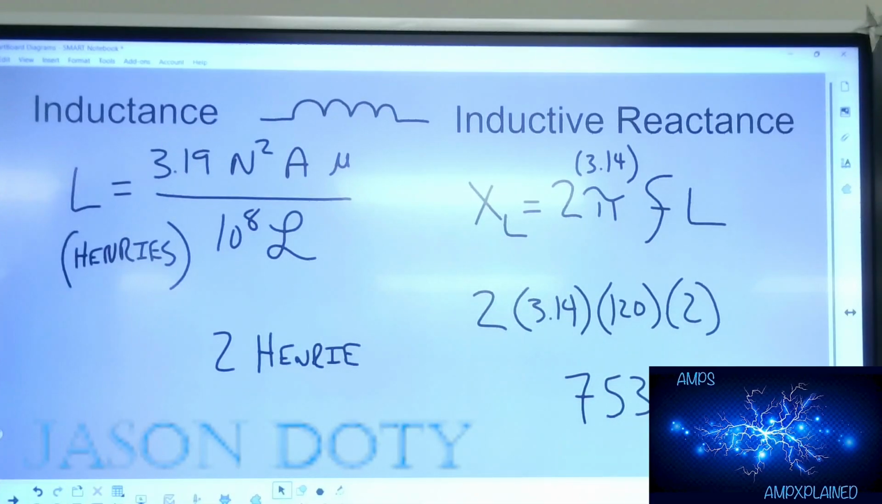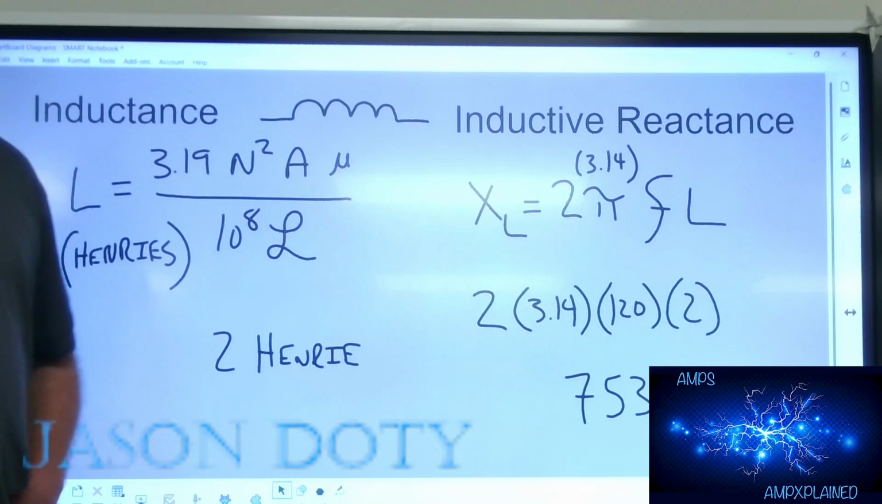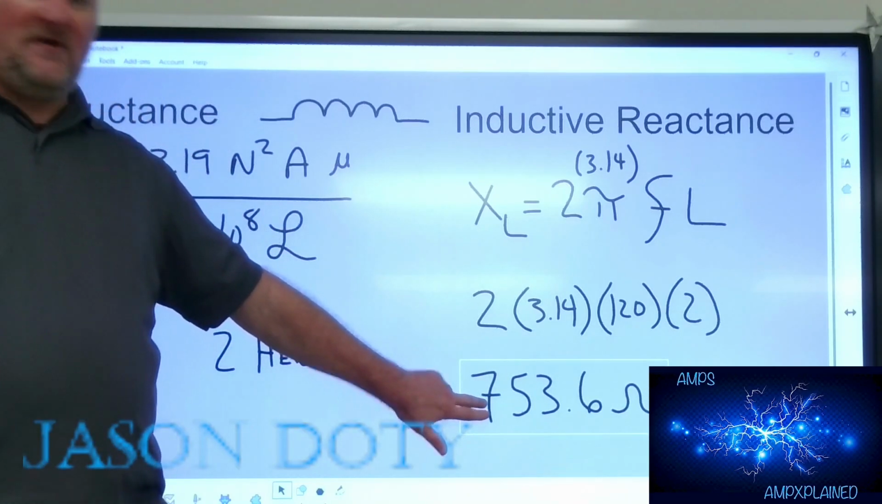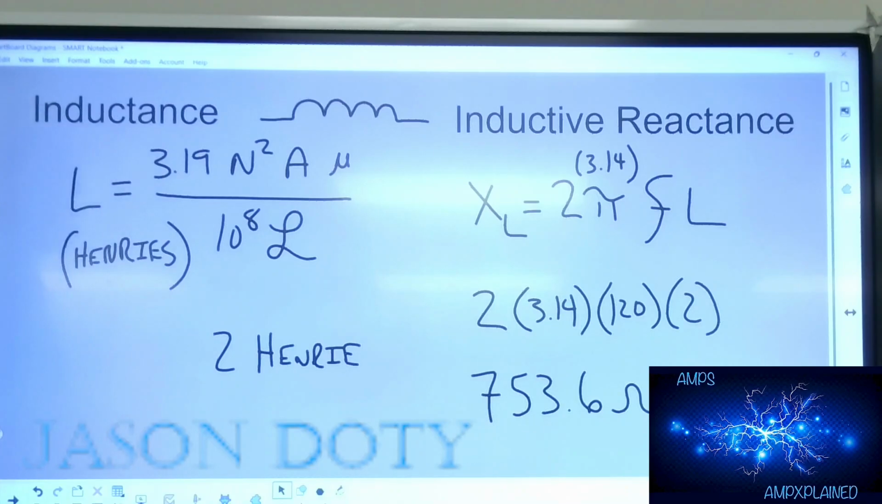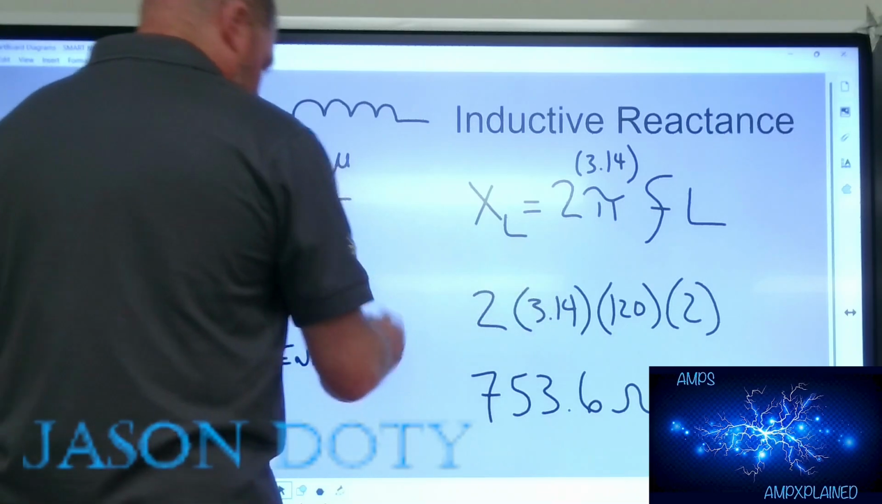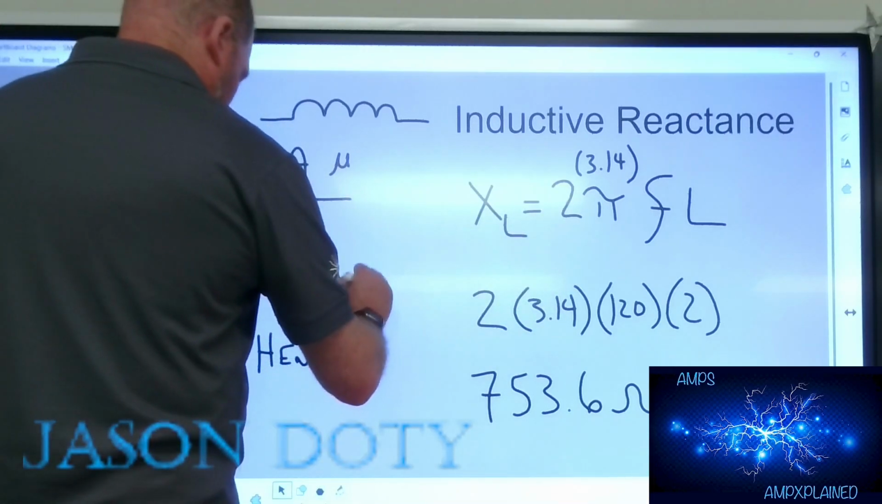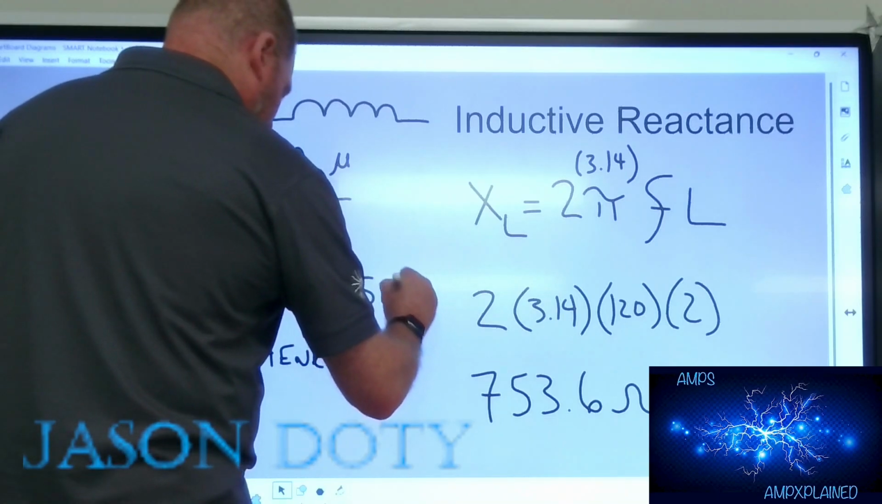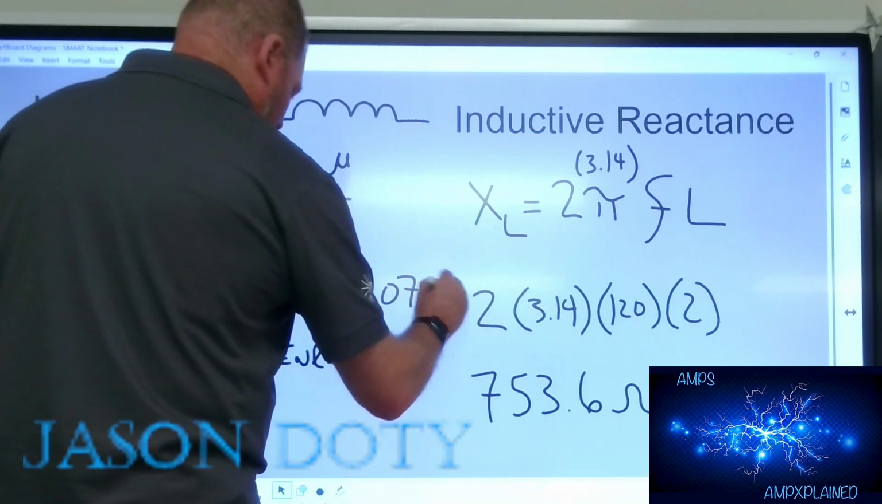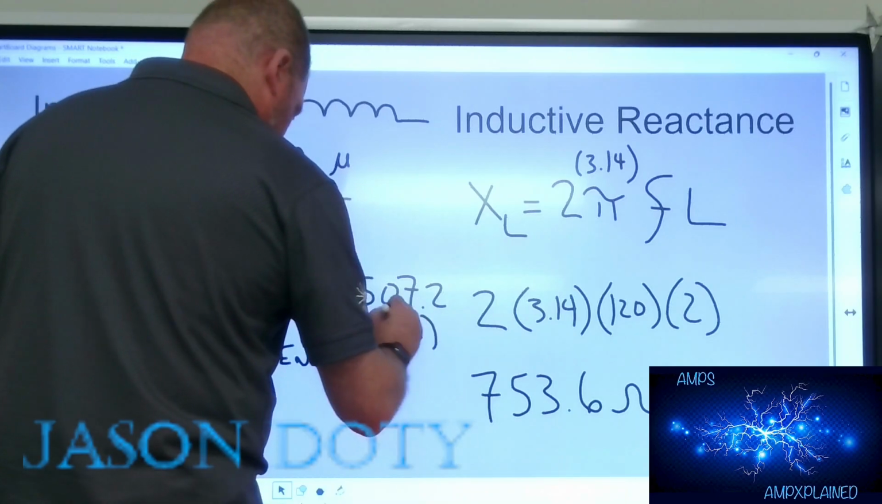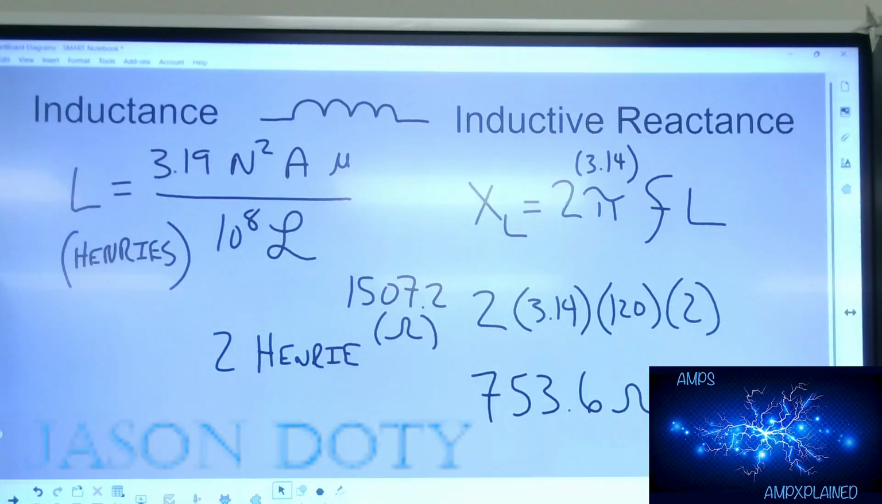Well, I'm sure that some of you figured this out. That probably doubles that number of 753.6. Well, let's find out. Let's prove it. 2 times 3.14 times 120 times 2. And look at that. You were all absolutely right. This inductor at that frequency gives 1,507.2 ohms. And really what we have to concentrate on here is the ohms.